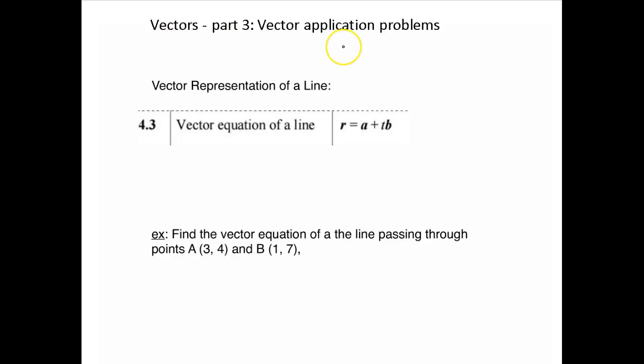Part 3, vector application problem. So the one equation we need to know for this whole section is right here: the vector representation of a line. As always, it's given on your formula sheet. And all you really need to understand is how to use this.